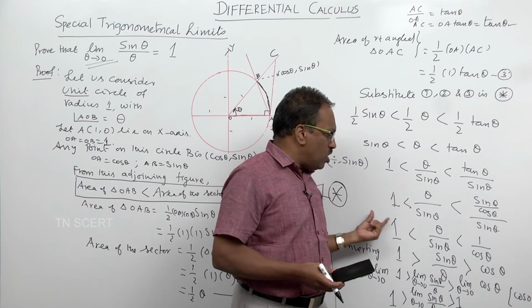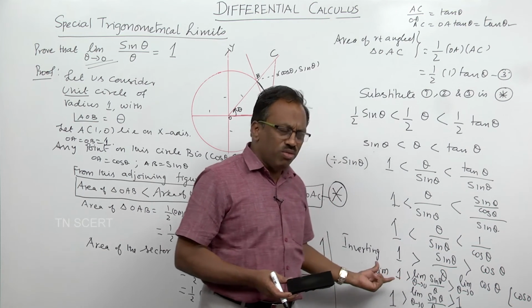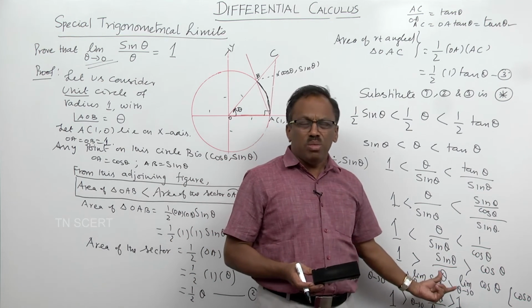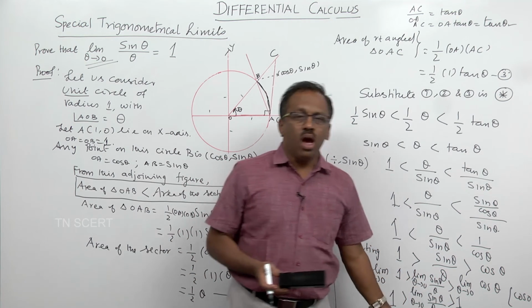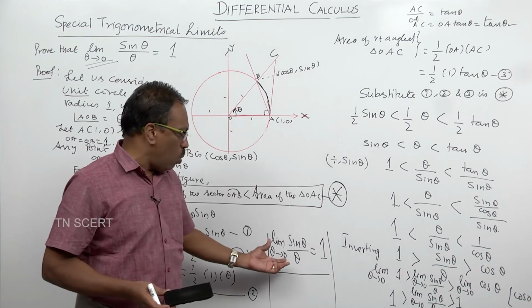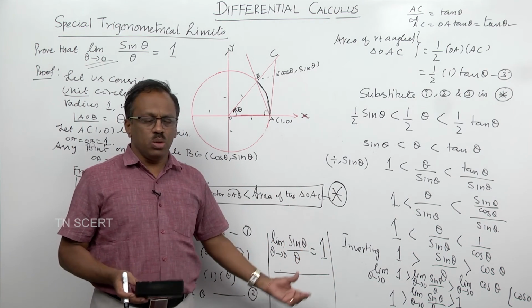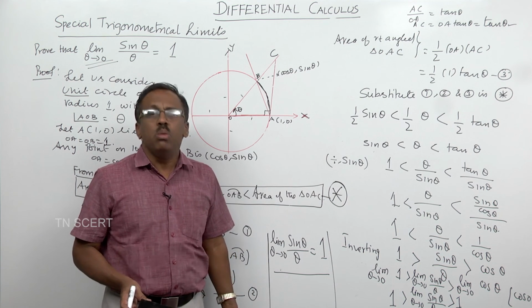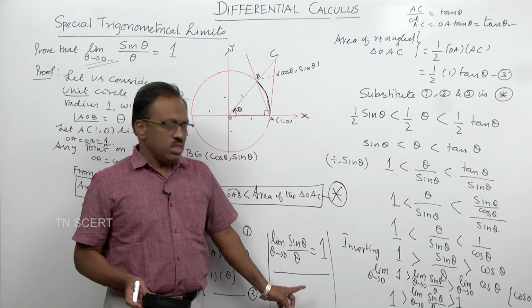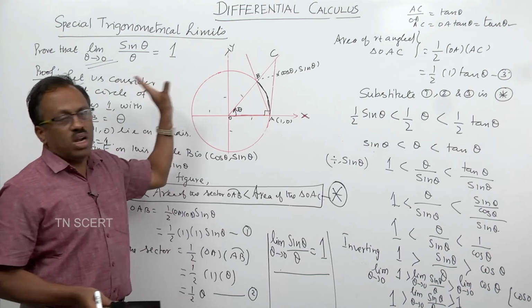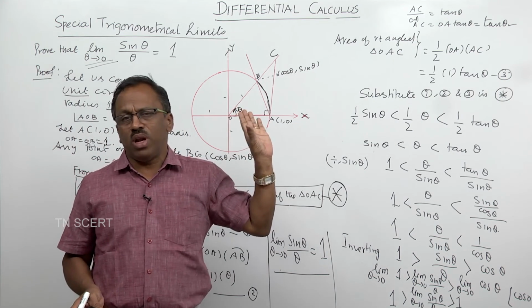I define each part according to the fundamental and basic concepts and note it all down, cancel sin theta, change the inequality by inverting, and apply the limiting value. Finally I have got the value I want: limit theta tends to 0 of sin theta by theta is equal to 1. So this is a simple and important limiting theorem. It is very important from the exam point of view.